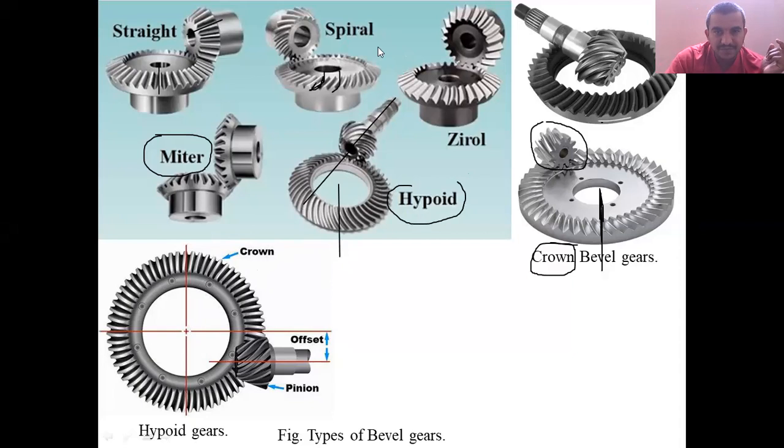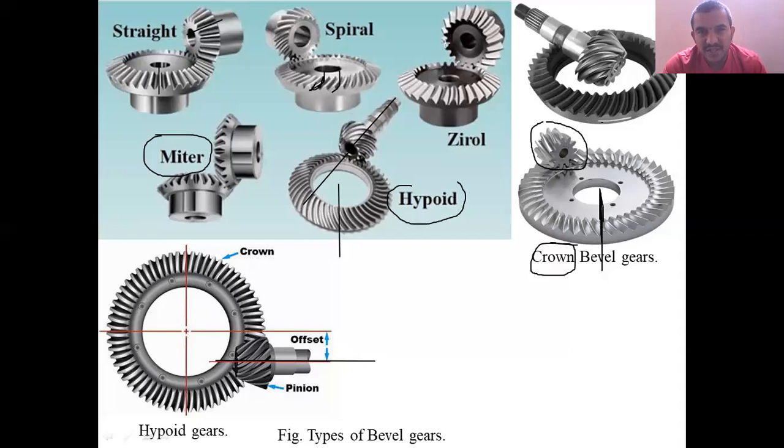Again, see the top view here. This is the shaft axis of the pinion, and perpendicular to that is the gear axis. Those two axes are neither parallel nor intersecting. There is some offset distance between the shaft axes, and that is called a hypoid gear.